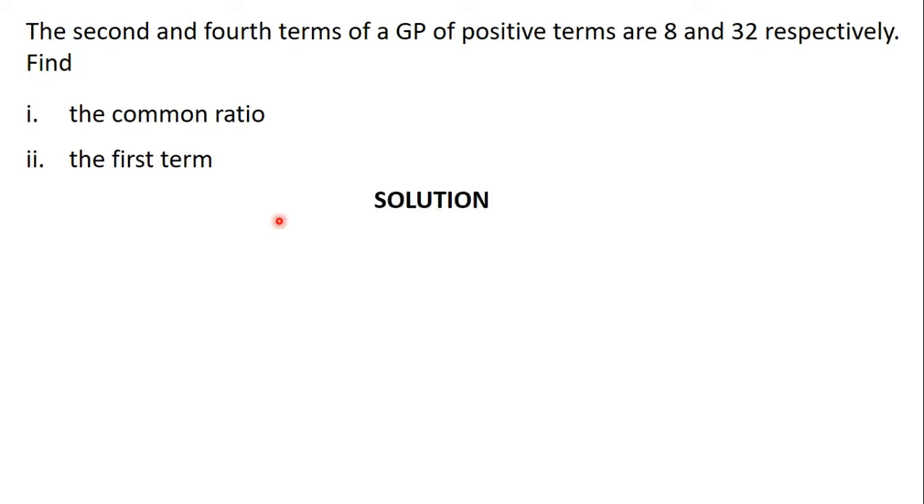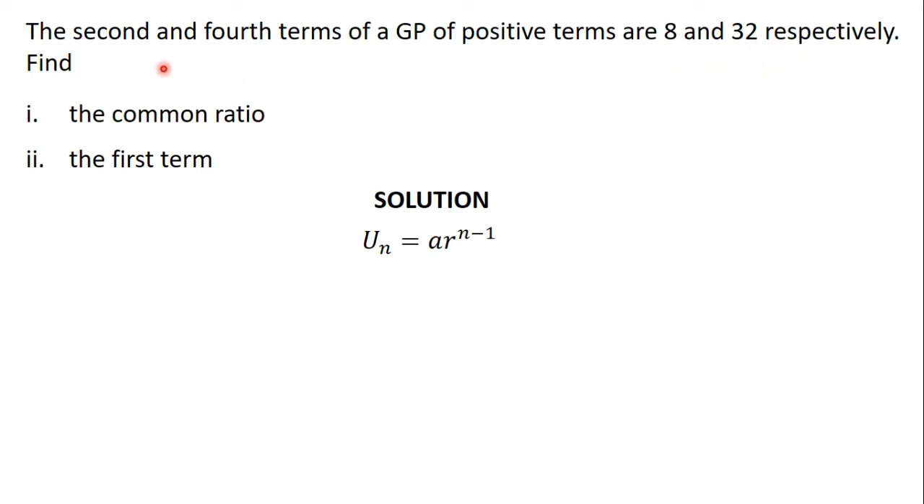We have learned that the value of a term in a GP is denoted by Un, and Un is given by the formula ar^(n-1), where a is the first term of the GP, r is the common ratio, and n is the number of the term whose value we want to find. The question wants us to find the common ratio and the first term, so we are looking for a and r.